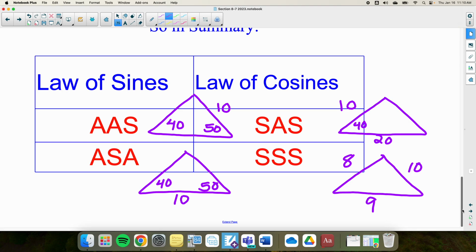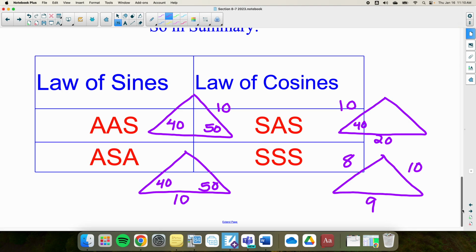Then the second way you'd use law of sines is if they gave you angle, side, angle, where the side is in between the two angles. There also you're doing law of sines. For law of cosines, it's side, angle, side, or side, side, side.